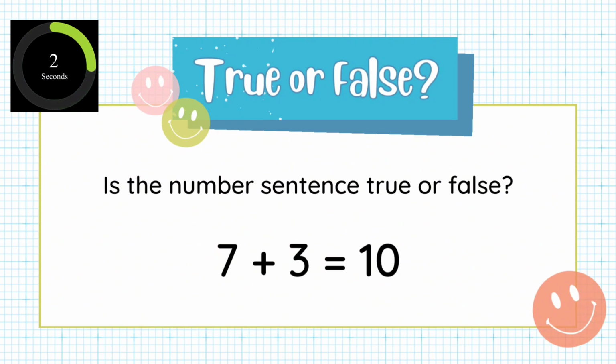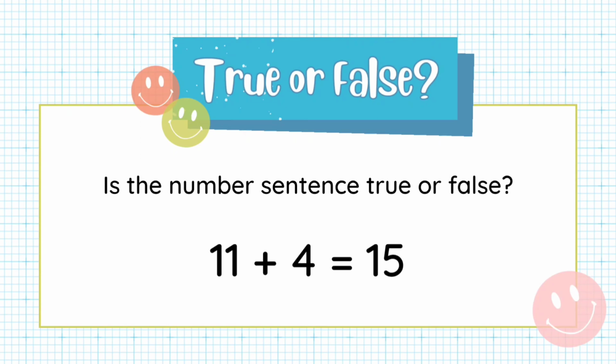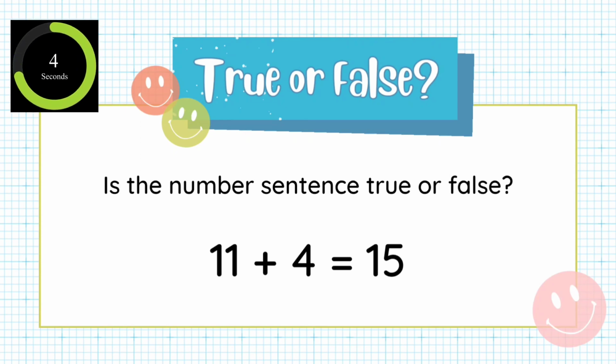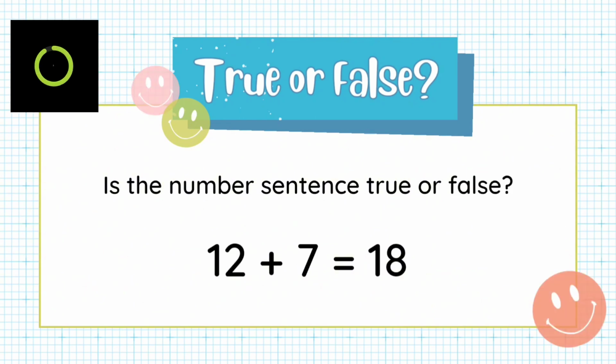Is the number sentence true or false? 7 plus 3 equals 10. Yes, it's true. Is the number sentence true or false? 11 plus 4 equals 15. Yes, it's true. Is the number sentence true or false? 12 plus 7 equals 18.